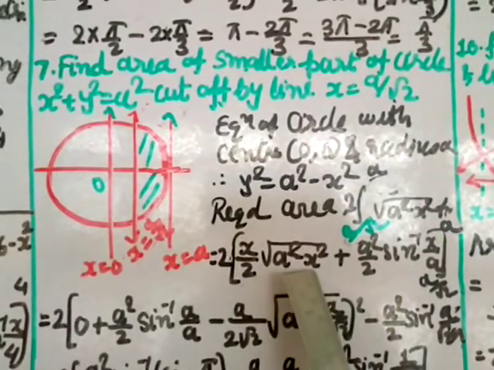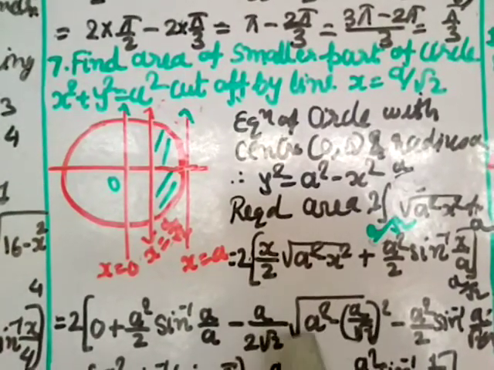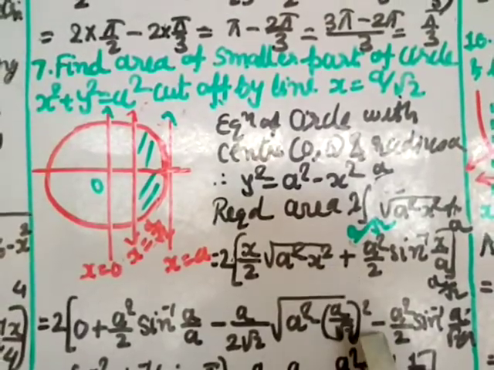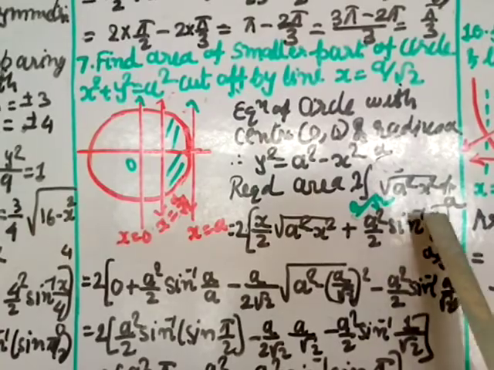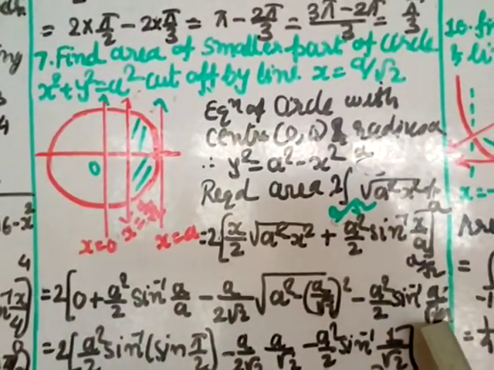Here I am applying first x instead of x, so a by root 2, and this 2 is there, square root of a square minus instead of x, a by root 2 square. This becomes minus because of the fundamental theorem of calculus. Minus a square by 2 sin inverse, instead of x, a by root 2, so a by root 2, and this a is there.